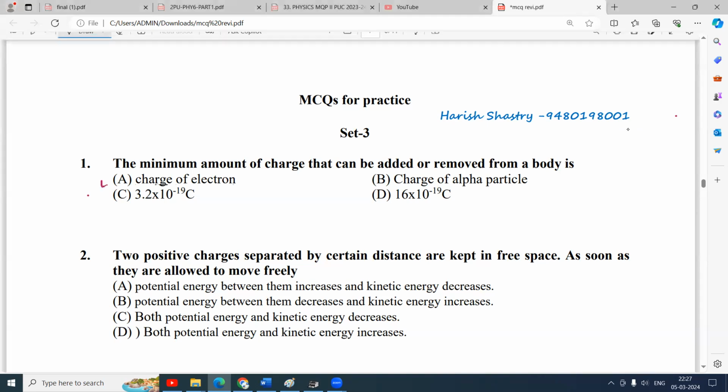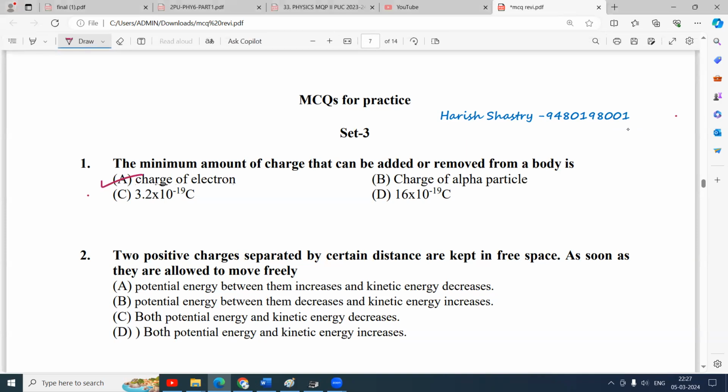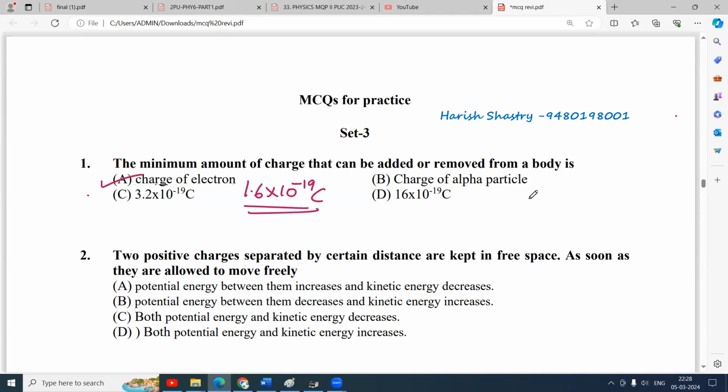So it should be the charge of electron, or you can also have an answer like 1.6 into 10 to the power minus 19 coulomb. So it should be A. It's the charge of electron. That is the smallest particle you can add or remove from a body.